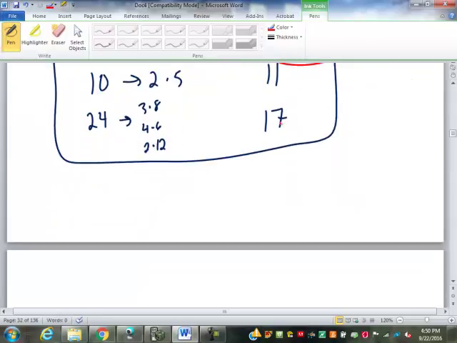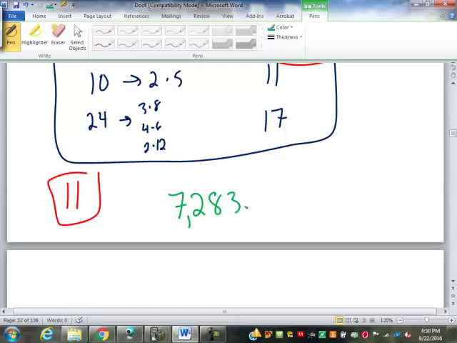For example, I'm going to show you the rule for 11. You don't need to write this down because I'll never make you do it because it is kind of ugly. So let's go, 7,283,540.